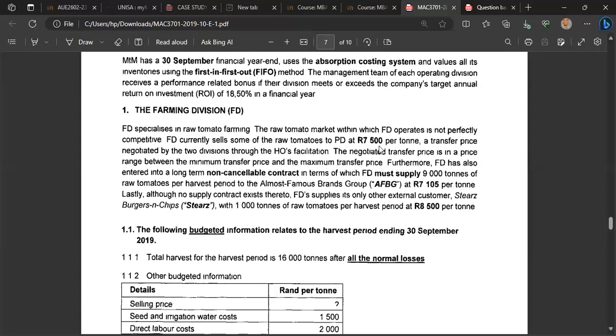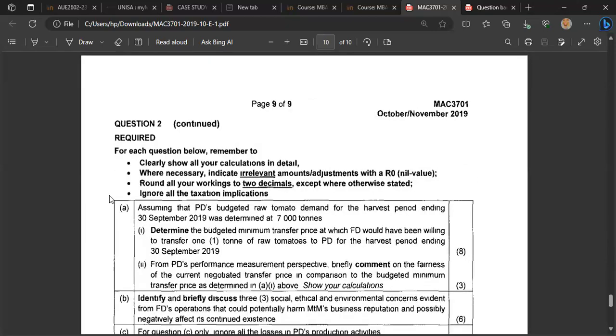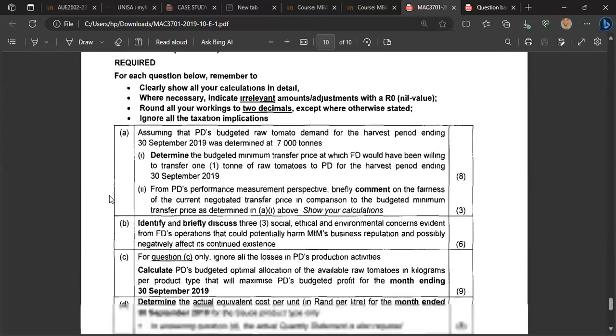And then again, you can add that FD has a contract with AFBG where it's even supplying at less than that price. It's like if you have a relative who wants to sell you something at 7,500, but they are selling the same thing to someone else who isn't a relative at 7,105. Is that fair? It's not really fair. So given these circumstances, you can conclude that it's not a fair amount. You can put your own English there, but it's only 3 marks.